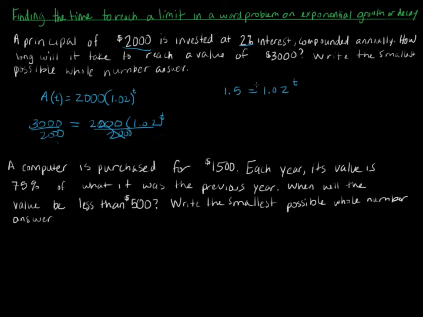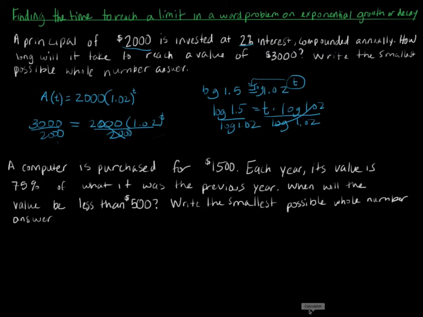To solve this equation, we need to take the log of both sides. So log here and log here. And then we can bring the t down front. So we have log of 1.5 equals t times log of 1.02. Divide both sides by log of 1.02, and then that will be t.